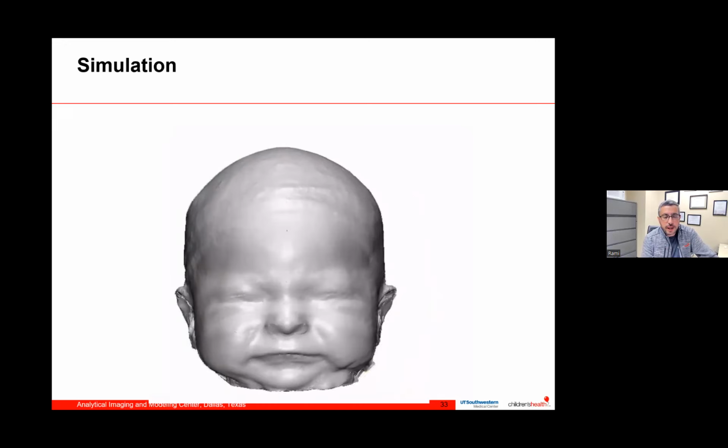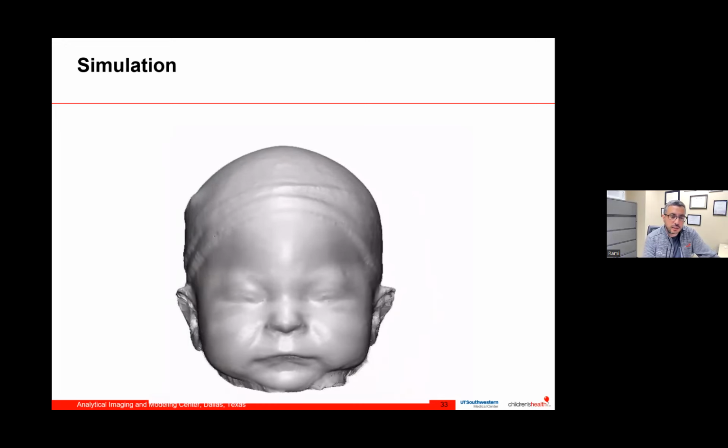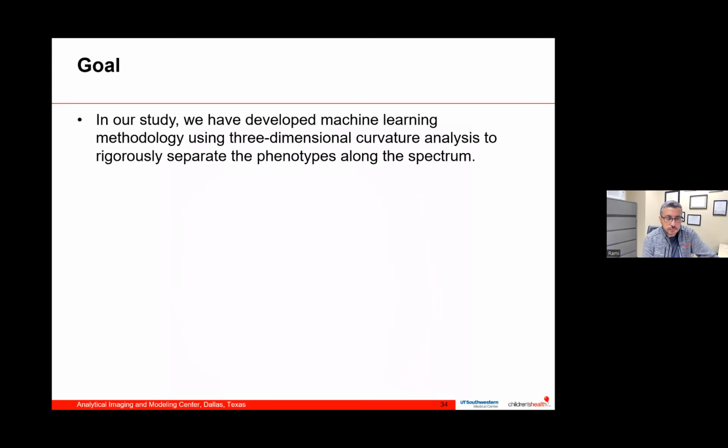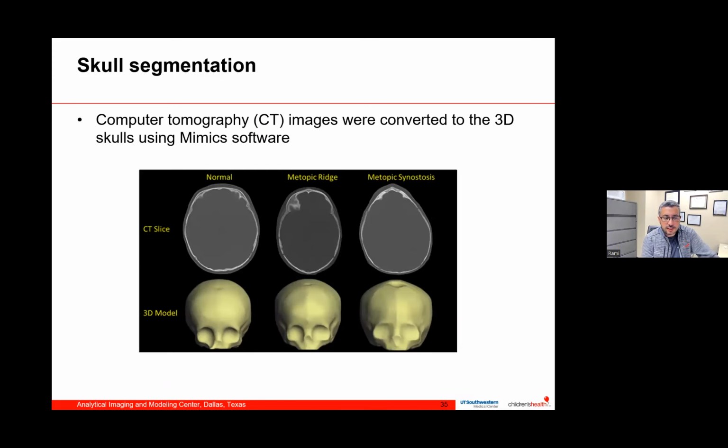But then we need to find a way to train the computer to identify metopic ridge and metopic craniosynostosis. So this was my approach. I tried to do a study where I would only ask the machine, regardless of how the physicians thought of the patient, whether this is metopic ridge or metopic craniosynostosis. And the way I did that is I used a CT scan. I took three different groups: normal, metopic ridge, and metopic craniosynostosis from our database, and I created a 3D model.